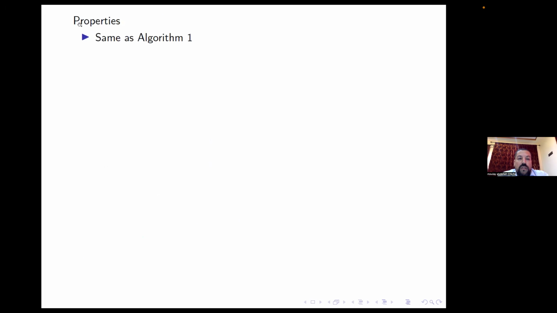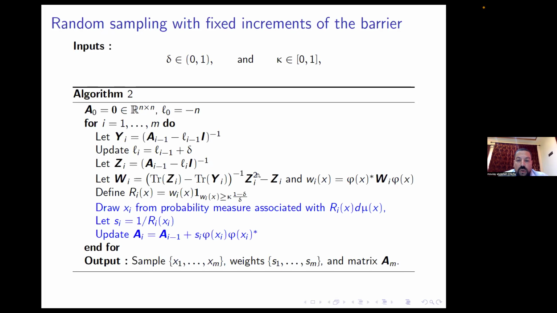As far as the properties of the algorithm, they are the same as algorithm one. The algorithm is well defined. The matrices are all Hermitian positive, and we can sample from this measure. We can show that the total mass of this measure over here is larger than 0, so we can sample from this measure. So the algorithm is well defined.